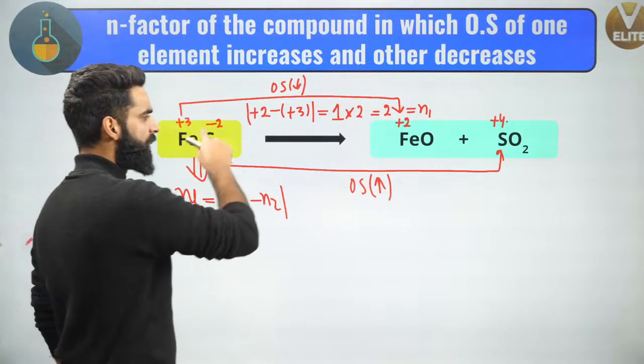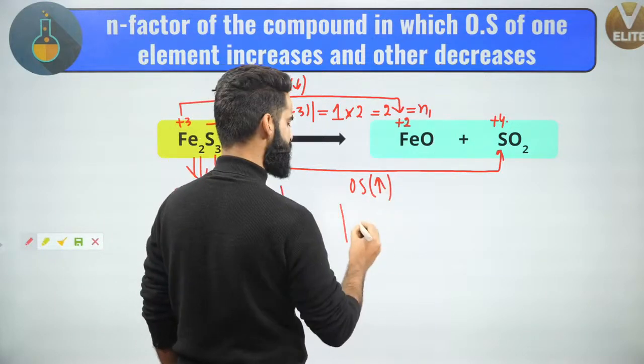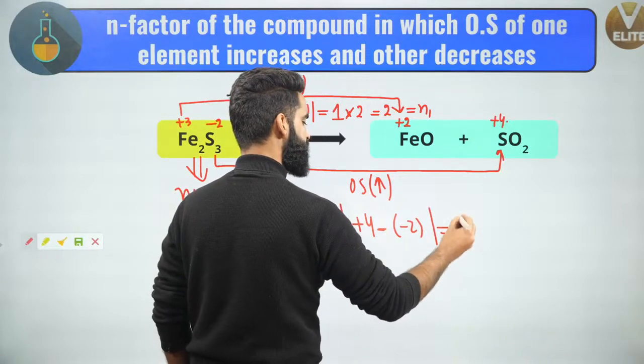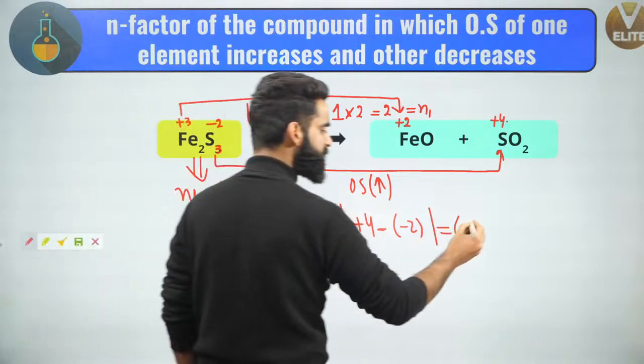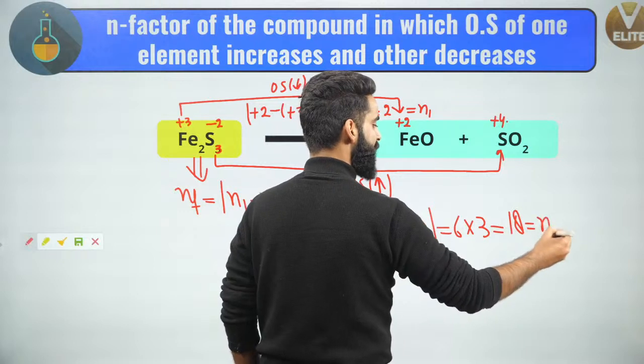Now what about N2? -2 to +4. Change in the oxidation state, which is going to be final oxidation state minus initial oxidation state. You'll be getting the value as 6. 6 is the change in the oxidation state for 1 sulfur, but I have 3 sulfurs, so I'm multiplying by 3. 6 multiplied by 3 is 18. So 18 is the value of N2.